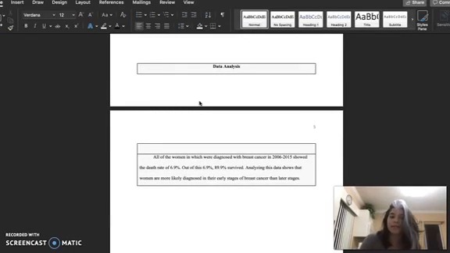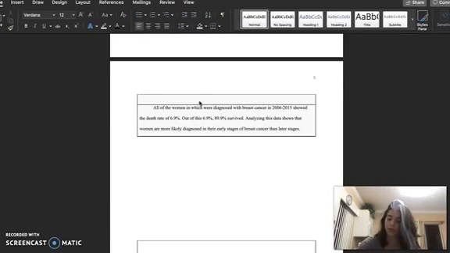The data analysis. All women who were diagnosed with breast cancer from 2006 to 2015 showed a death rate of 6.9%. Out of this 6.9%, 89.9% survived. So analyzing this data shows that women are more likely to be diagnosed in the early stage of breast cancer than later, which is good actually.